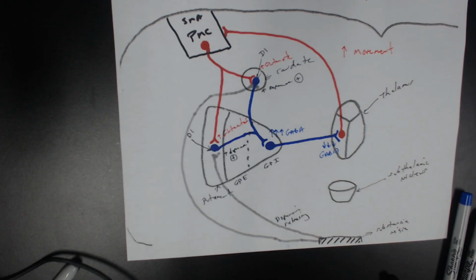Question? The gray and the red are thinking about movement? No, the motor planning area is about the SMA and the PMC. That's when you're thinking of your motor planning. You're thinking about movement.